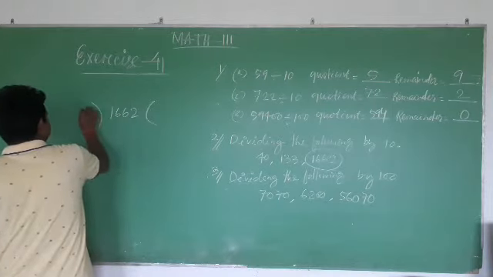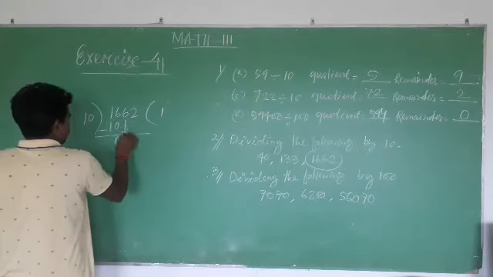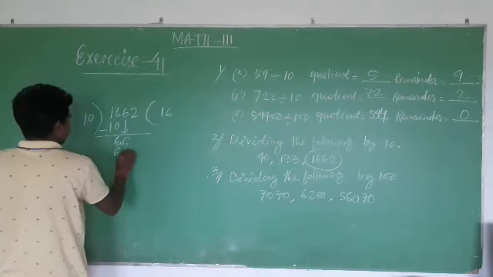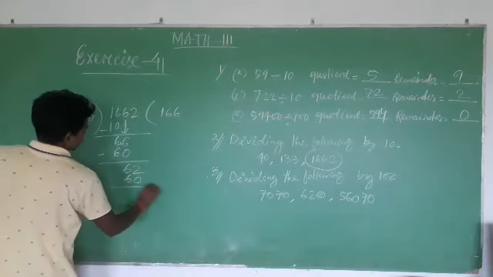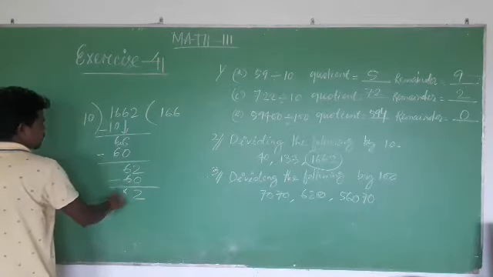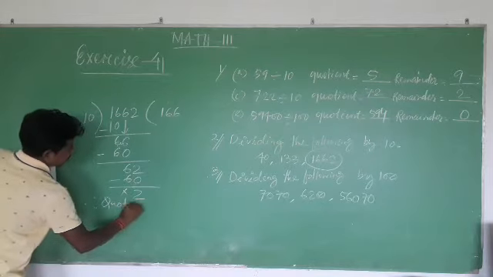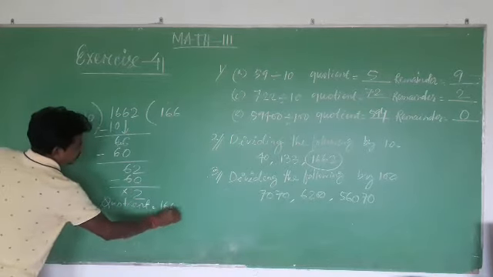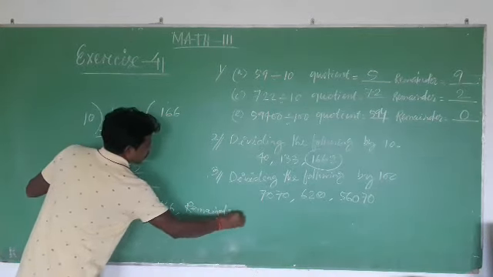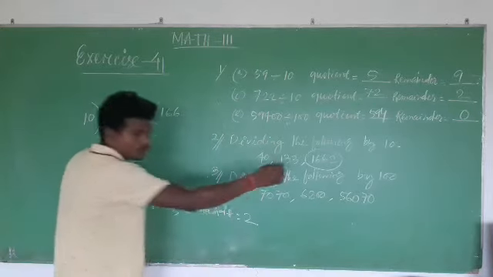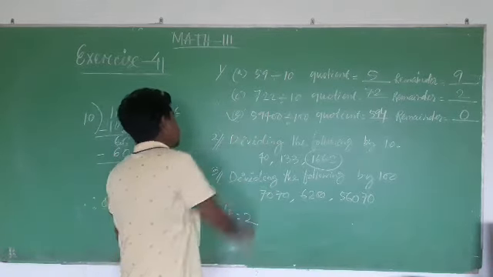1662 divided by 10. 10 1 is 10. 6. Then 6 will be coming. 10 6 is 60. Okay. 6 2. Again 10 6 is 60. Now 2 is the remainder. You can write, hence quotient equal to 166 and remainder is equal to 2. Okay. Similarly, by 100, like I told you, these questions you can do the same.